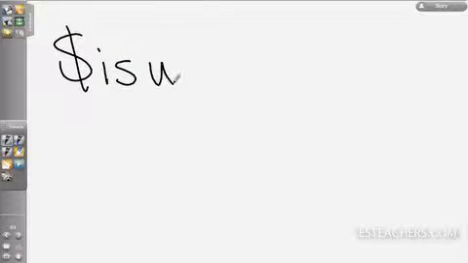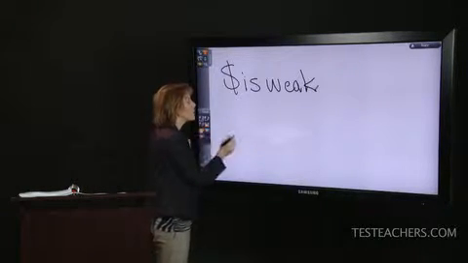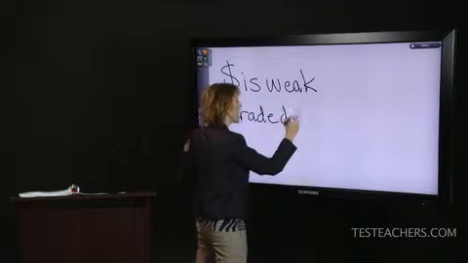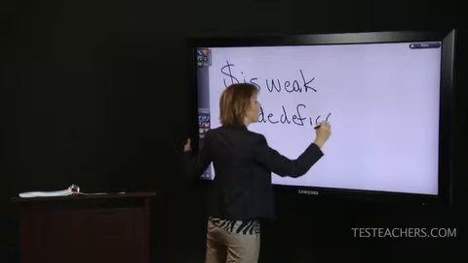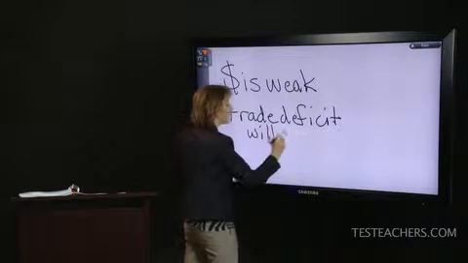So the dollar is weak against a lot of foreign currencies. That's a true statement for the time. The dollar is weak. What does that do to our trade deficit? It's actually good for our trade deficit. Our trade deficit will decrease.